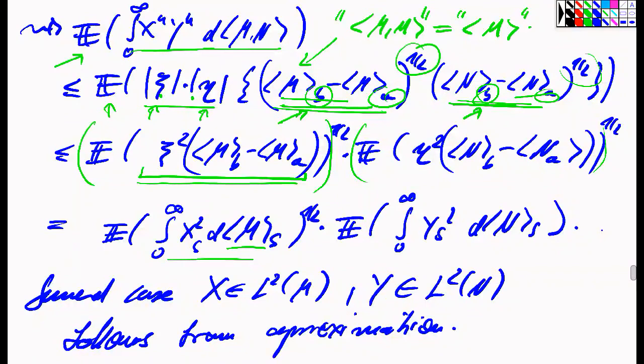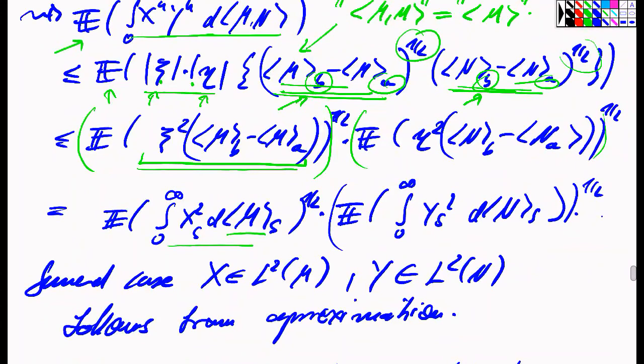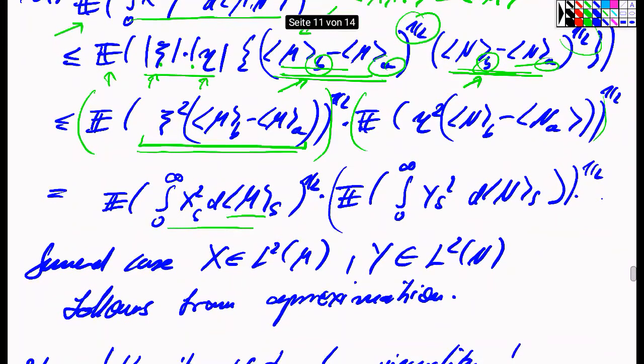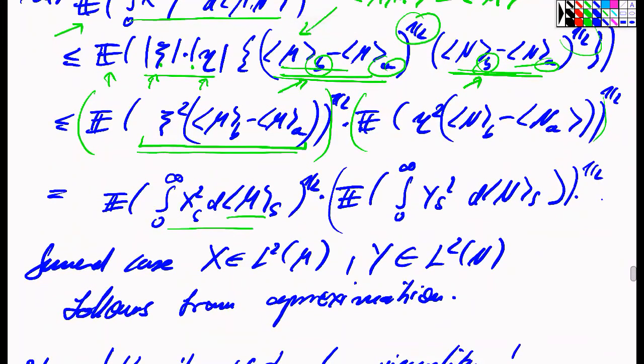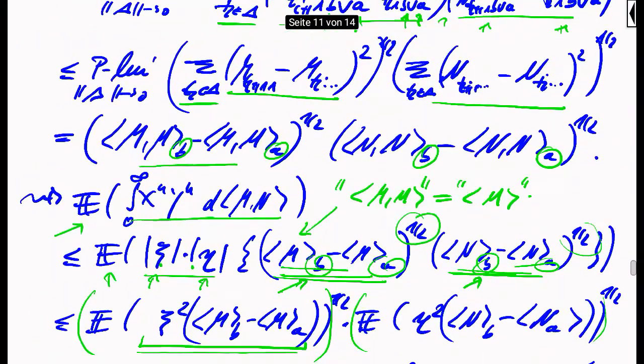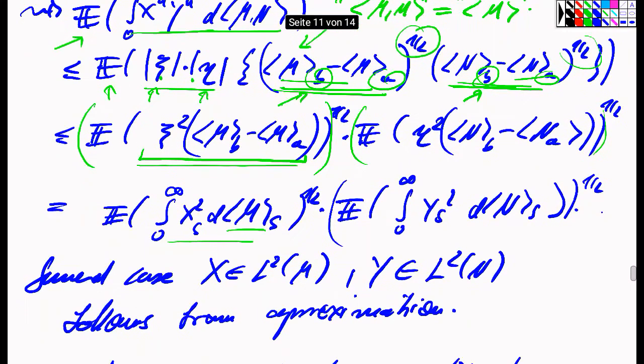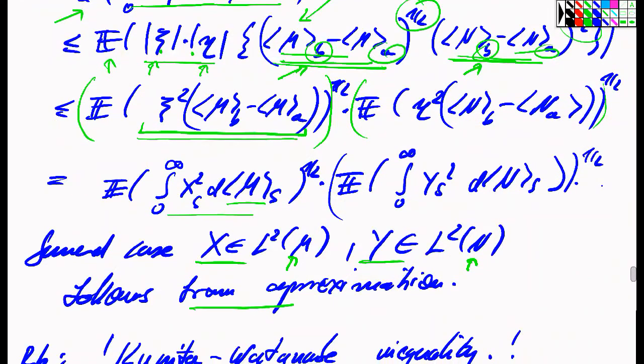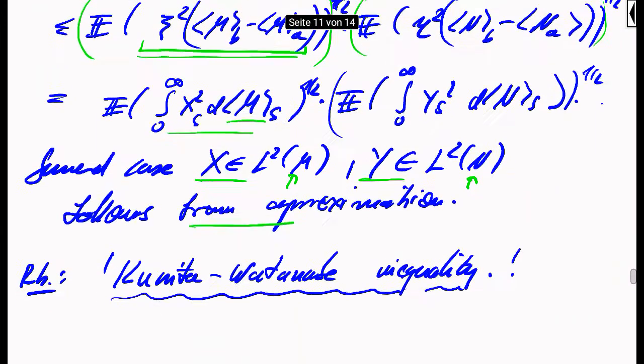1/2 here, and the same 1/2 here. So I see that inside this expectation, the expectation is just the same as the conventional stochastic integral. So this proves the claim of the Kunita-Watanabe inequality when the processes X and Y both are of this elementary, piecewise constant in time form. And for the general case of square integrable X with respect to M and square integrable Y with respect to N, this claim follows from approximation.